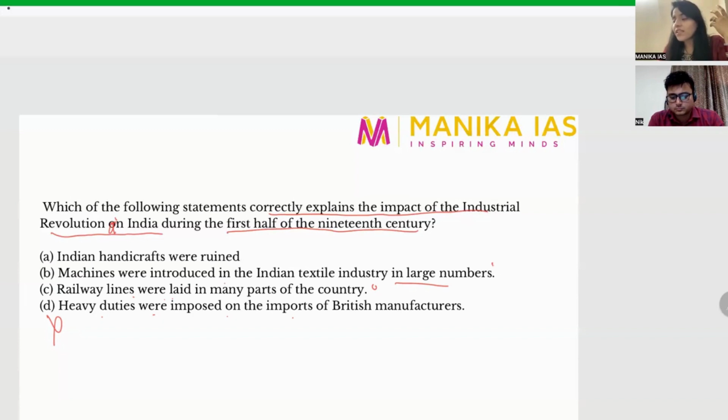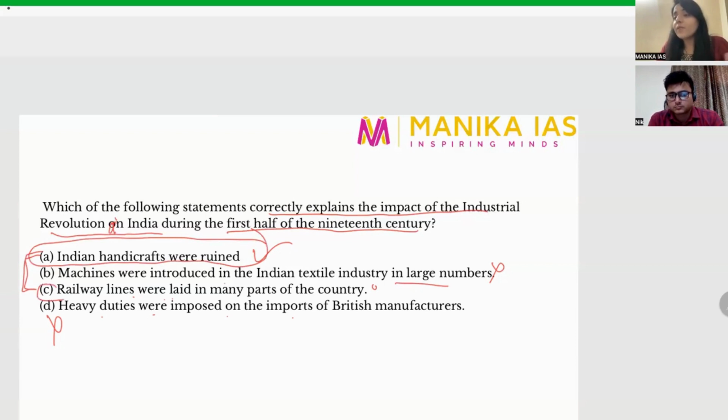So this also doesn't make sense. Let's look at statements A and C. Indian handicrafts were ruined. Correct. Now, in such a scenario, you have to realize that you have to mark the most appropriate option. This is giving a more holistic and more appropriate answer.